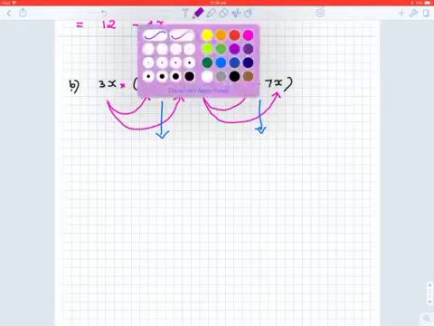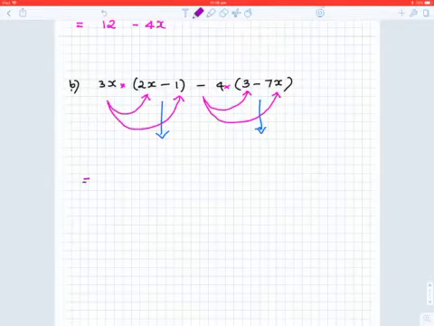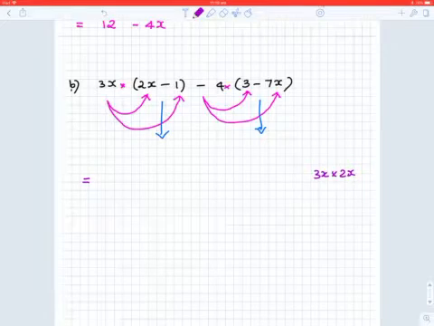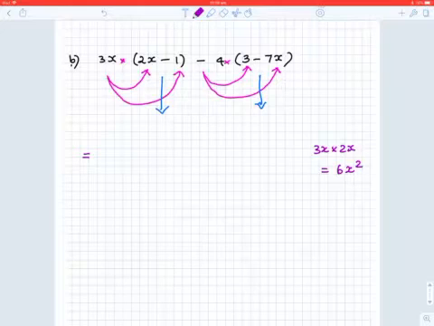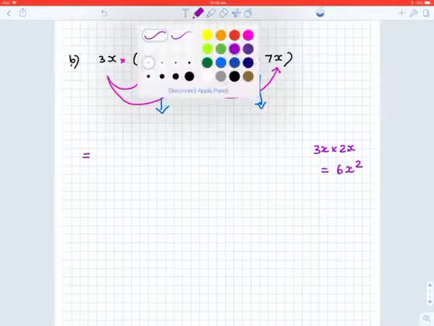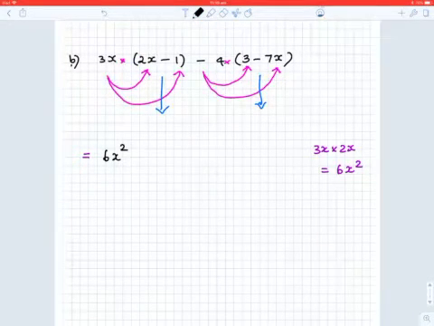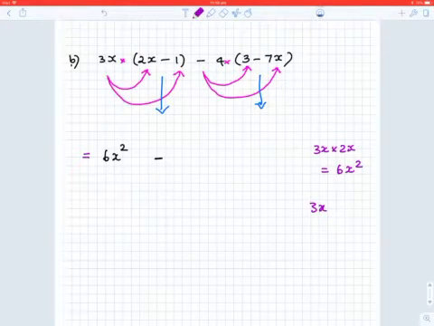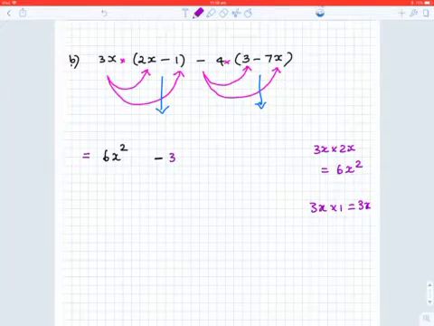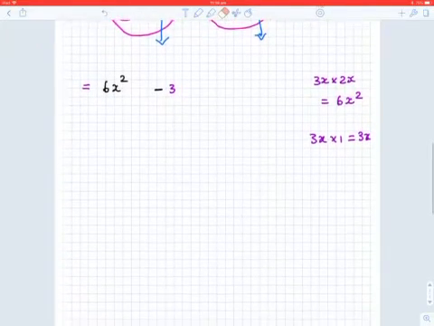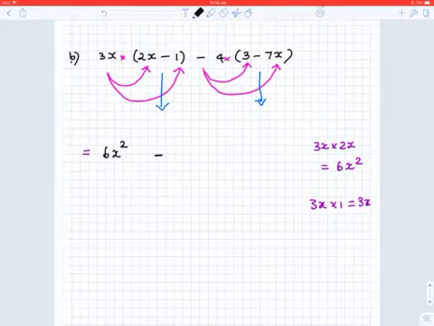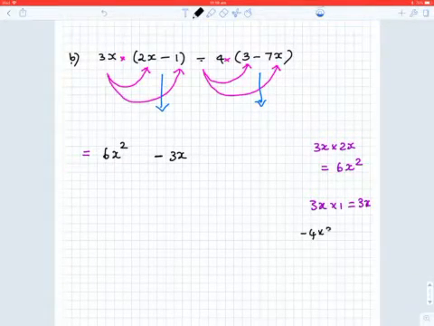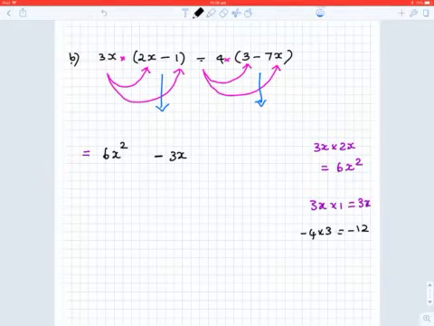So, I'm going to rewrite the question and just expand now. First, I start from this arrow to this arrow. This is starting from 3x times 2x. This is the first term, which gives me 3 times 2, 6, and x squared. So 3x times 2x gives you 6x squared. Then this minus comes, which is here. Then I'm going to do 3x times 1, which gives me 3x, and that comes here. Then next one is minus 4 times 3, which is negative 12. So that is the next step, minus 12.